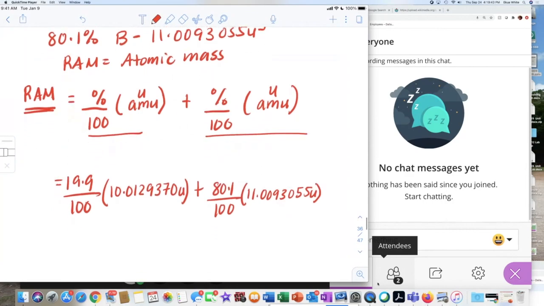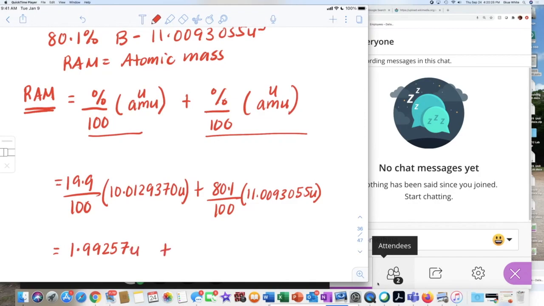Now all I have to do is multiply things out, and I should get my numbers. 19.9 times 10.012937, I think I got it right. Then I divide this by 100. Over here, I get 1.99257. I'm going to stop there. This number is getting too long.